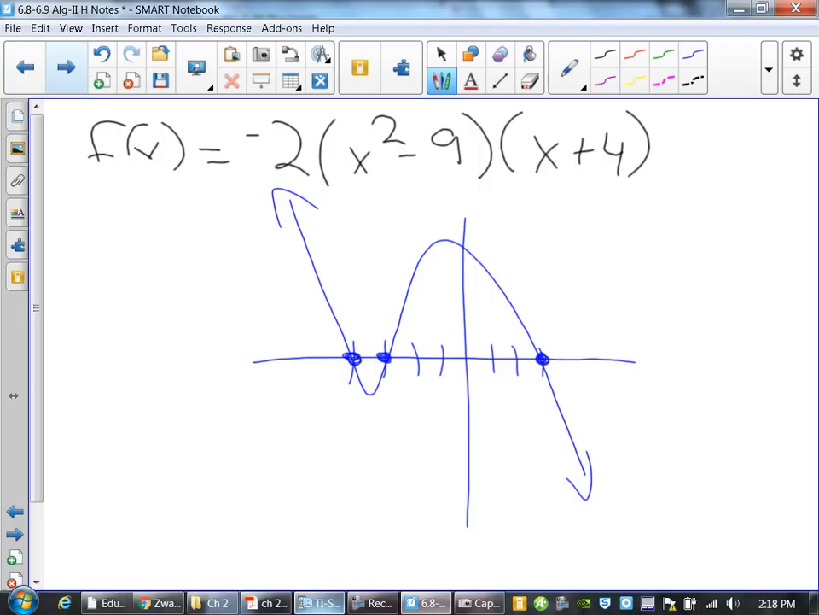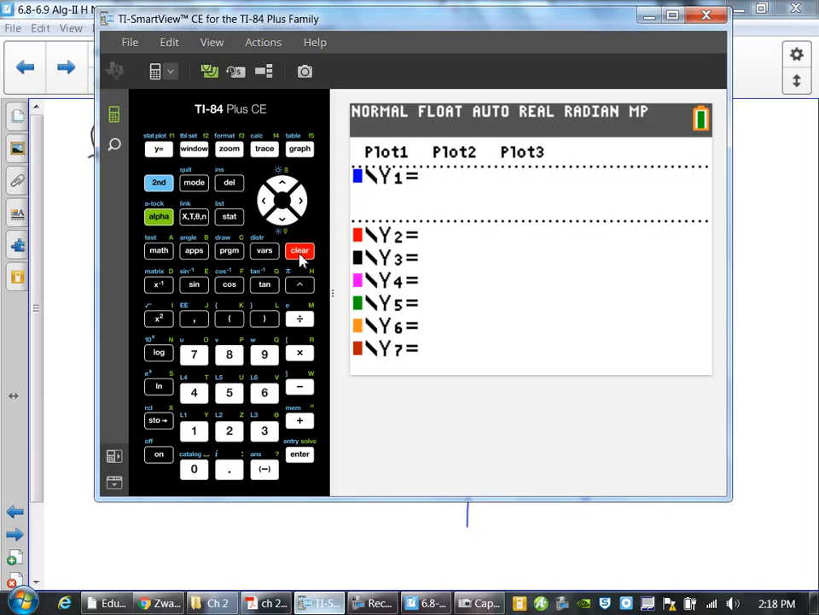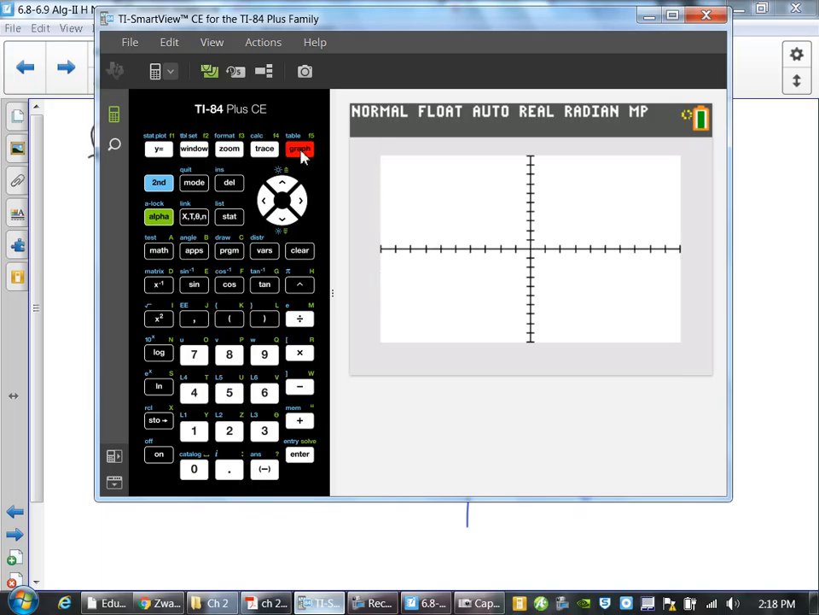I actually have to press buttons on my calculator. So in order to find them, we just select the minimum here and find the maximum here. So back to your calculator. Y equals, clear out what you had. We have -2 parentheses x squared minus 9, and then it was x plus 4. And we graph it.